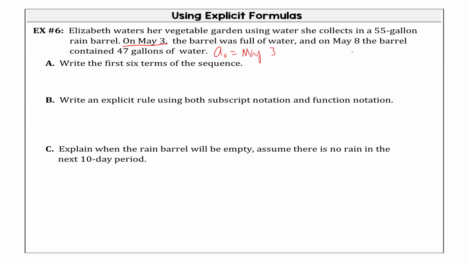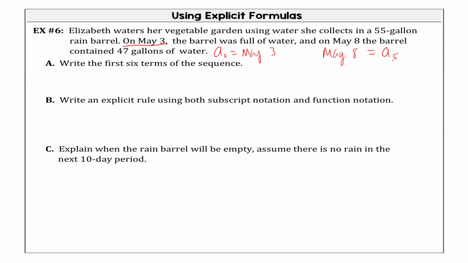So therefore, the value for May 8th is going to be our what? Guys, what's 8 minus 3? 5. It's going to be our A5. It's okay. It happens to the best of us.